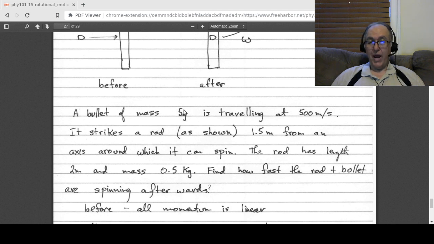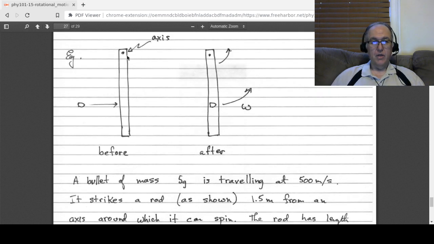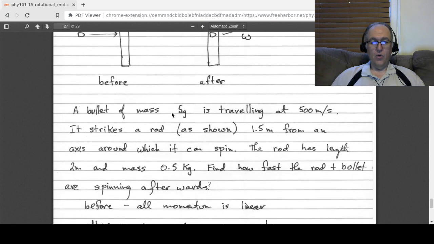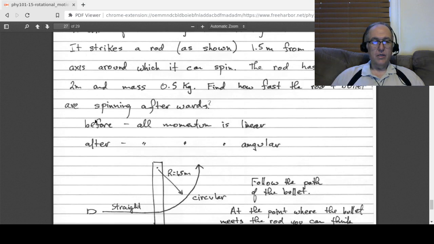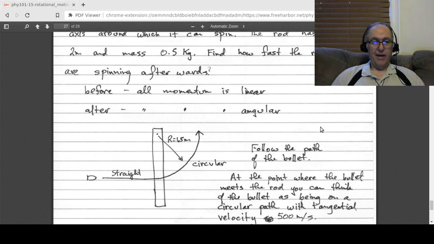Let me give you a little bit of the English here. A bullet of mass 5 grams is traveling at 500 meters per second. It strikes a rod as shown, 1.5 meters from the axis around which it can spin. The rod has a length of 2 meters and a mass of ½ kilogram. Just to be clear, the rod here is 2 meters long, but the bullet strikes 1.5 meters from the axis. I want to know how fast the rod and bullet are spinning after the collision. Before, all the momentum is linear, after it's all angular.